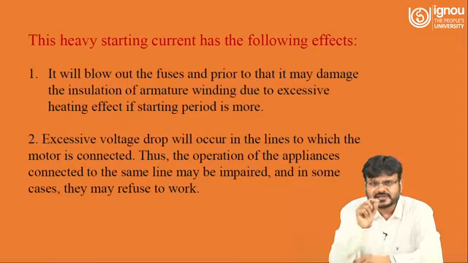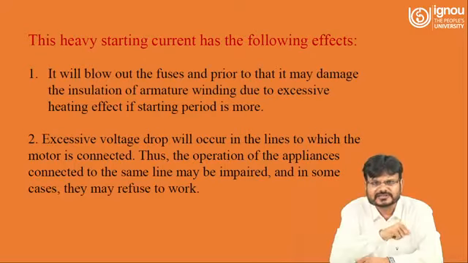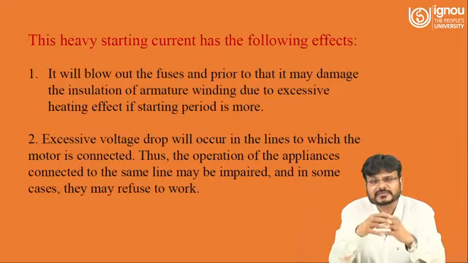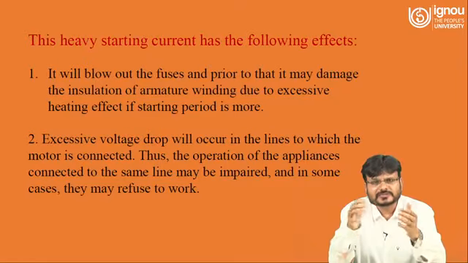That means the required voltage at the armature terminal is equal to V minus IA into RA. That means this IR is very high, so you are getting very little voltage. Due to this, operation of the appliances connected to the same line may be impaired, and in some cases they may refuse to work. So this is the effect of the heavy starting current. First effect: it will blow out the fuse and damage the winding. Second, there will be a huge voltage drop in case of the DC motor.